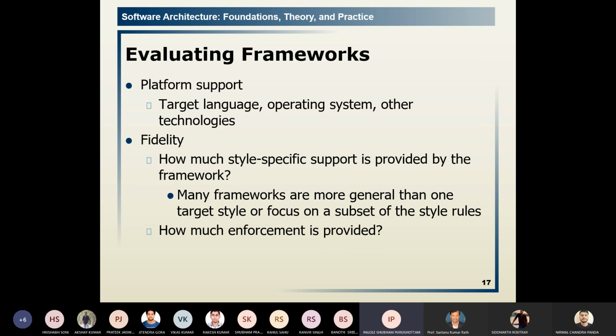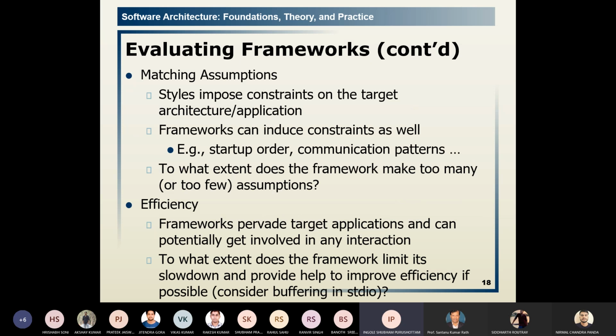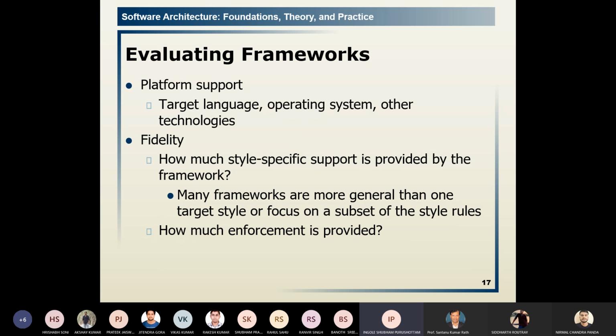The next point is evaluating frameworks. How are we evaluating the frameworks? There are four points for this: platform support, fidelity, matching assumptions, and efficiency. We will start with the first point, platform support. It covers target language, operating systems, and other technologies. Does the framework support the target languages? Does it support the operating system and other technologies? What is the support for the framework?